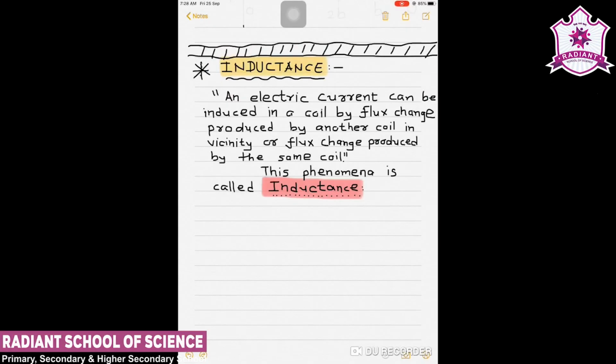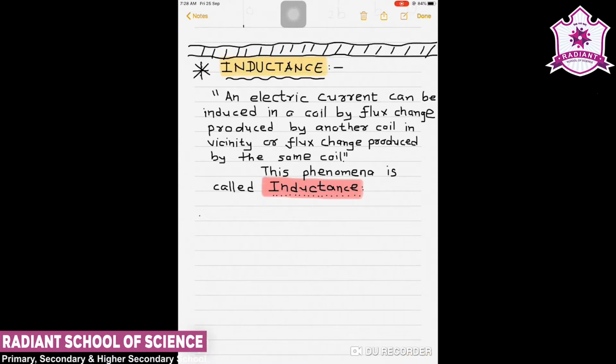Hello dear friends. Today we will see a new topic that is called inductance. Now what is this phenomena? So actually an electric current can be induced in a coil by flux change produced by another coil in the vicinity or the flux change produced by the same coil. This phenomena is called inductance.